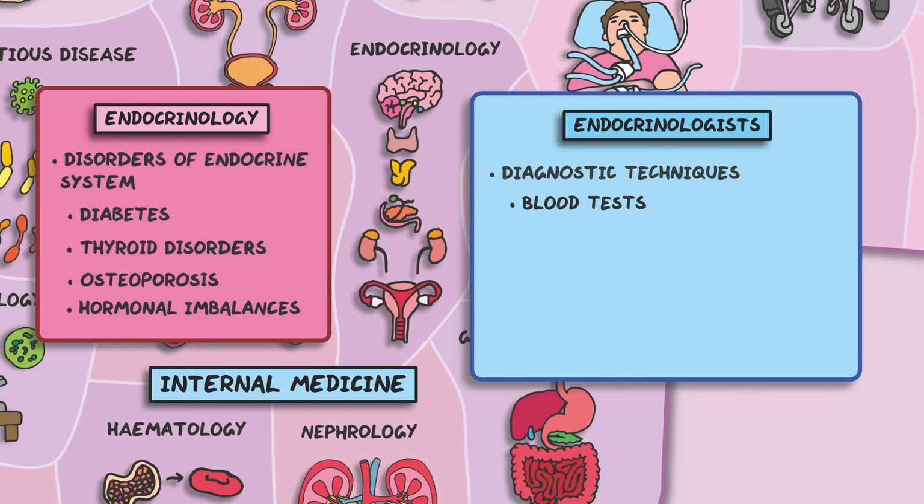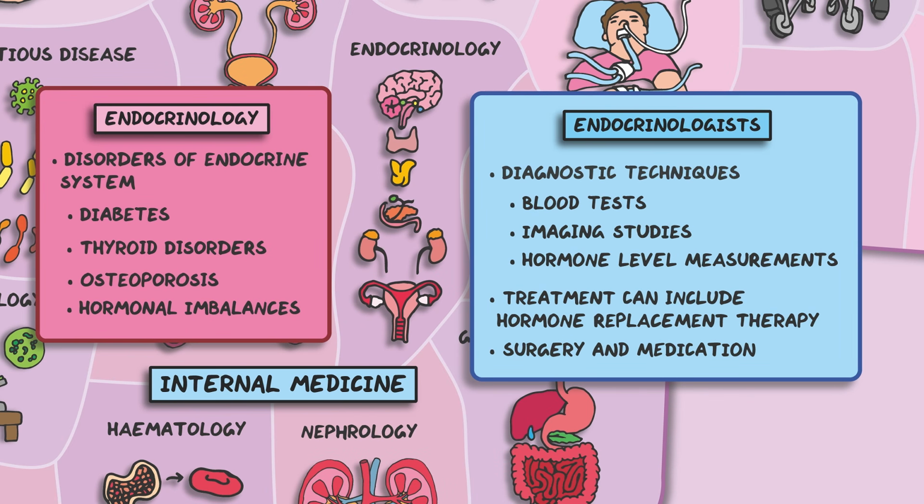Endocrinologists use blood tests, imaging studies, and hormone level measurements to evaluate endocrine disorders, and treatment can include hormone replacement therapy.